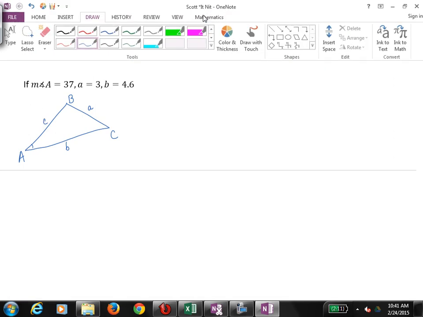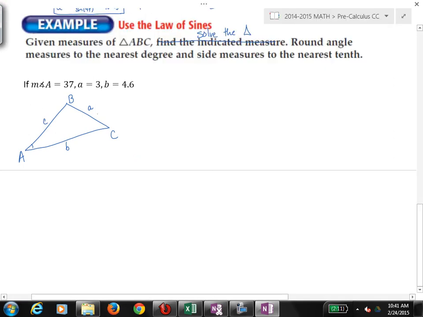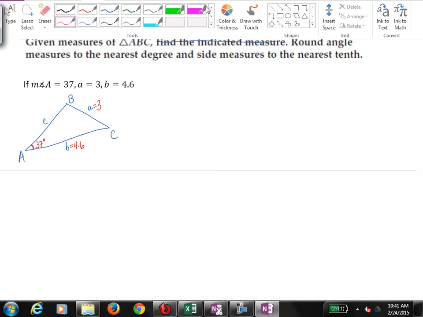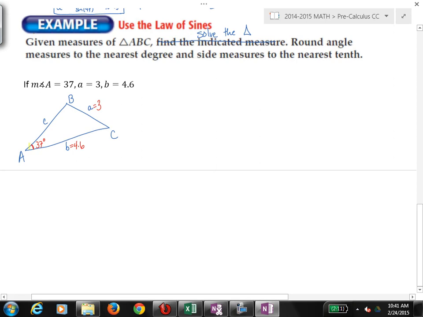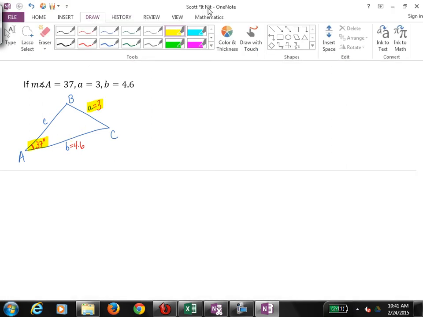Now let's go ahead and fill in our information now that we have this picture. Angle A is 37 degrees. Lowercase a is 3 units. B is 4.6 units. And let's start solving it. How do I know I can use law of sines here? Yeah, you've got the opposing pair of side and angle that is known. Angle A and lowercase a is known.